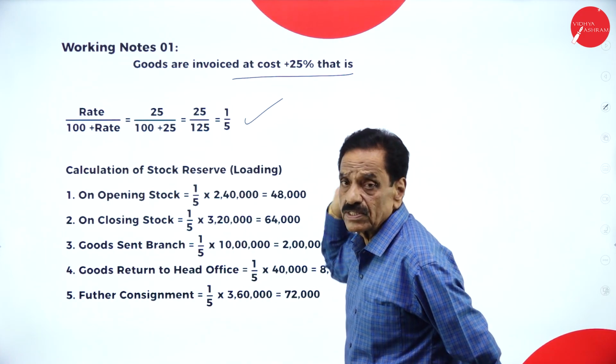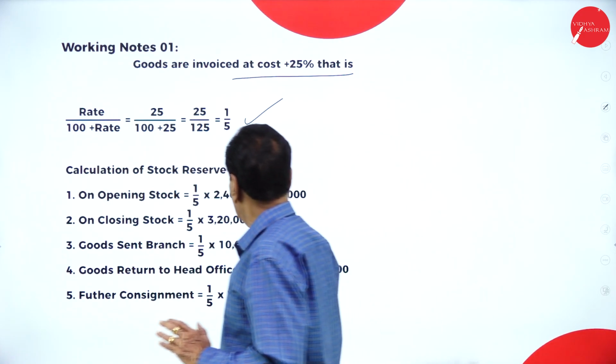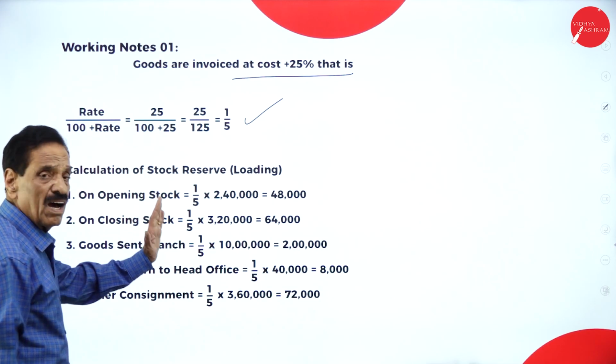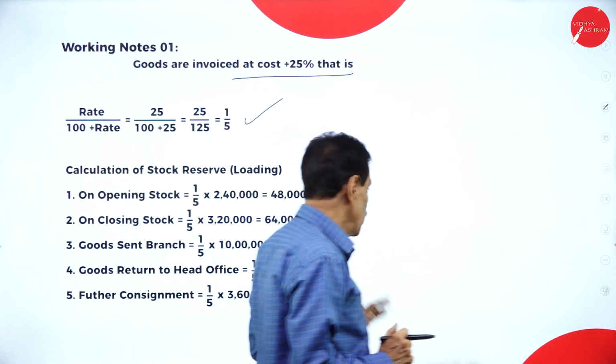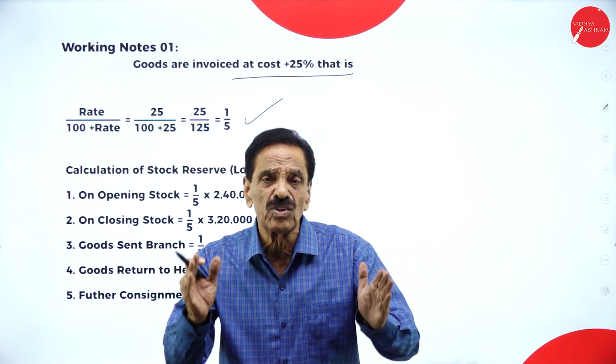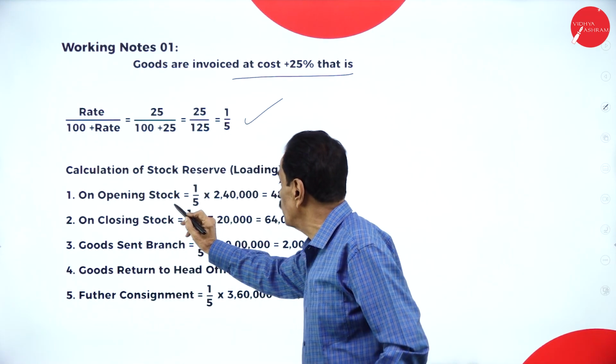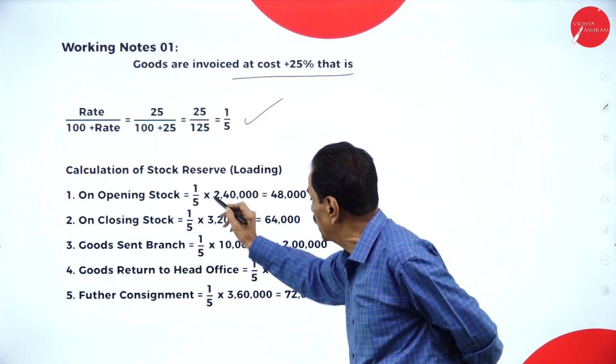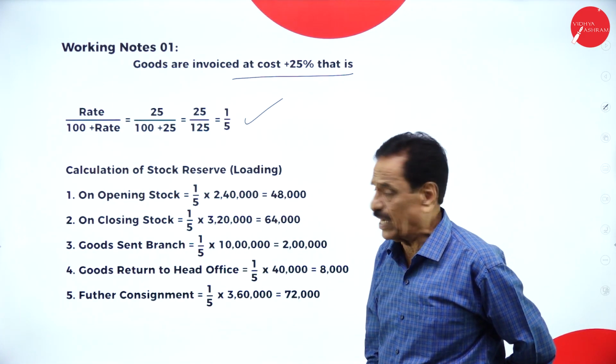First, you have to do this. Then, you have to calculate the stock reserve, or we can also say loading. So, we'll go one by one. We calculate it only on the stock. One is on opening stock: we have got 2,40,000. 1 by 5 is 48,000.